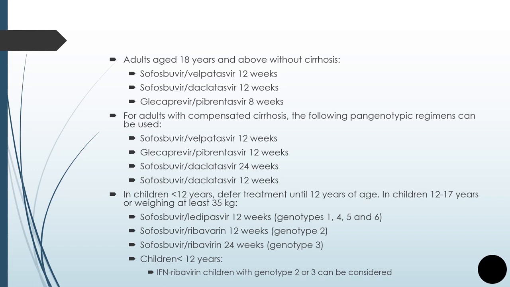Interferon and ribavirin combination can be considered in children who have genotype 2 or 3 and are less than 12 years of age and are having severe liver disease and are at high risk of progressive disease. For example, patients with HIV co-infection, thalassemia major, and survivors of childhood cancers.